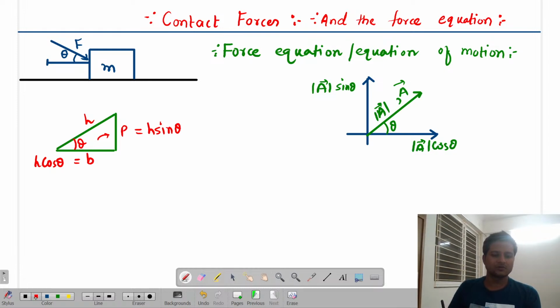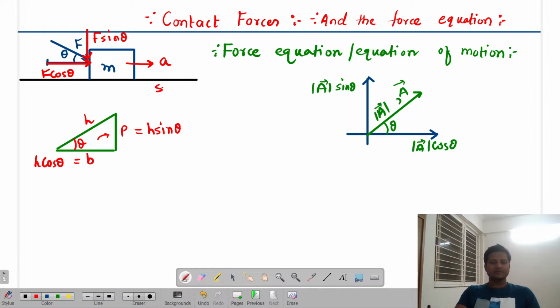If I look into this force, then this force has two components, one along the horizontal, one along the vertical. Are you able to get me or not? So the horizontal will be F cos theta because that is working like a hypotenuse, and the perpendicular will be F sine theta. Are you able to get me or not? Now, if I apply this force, this mass will accelerate if the surface is smooth, isn't it?